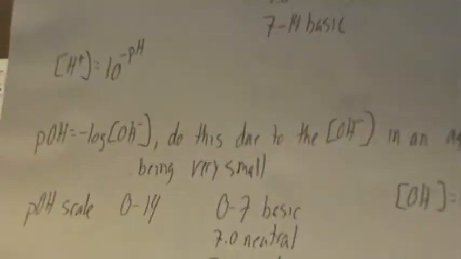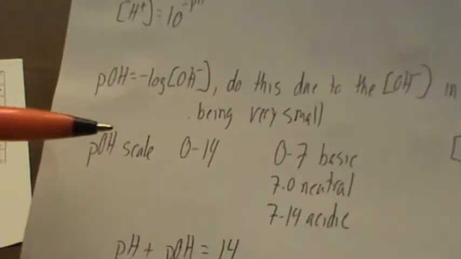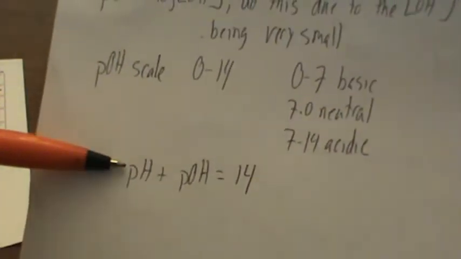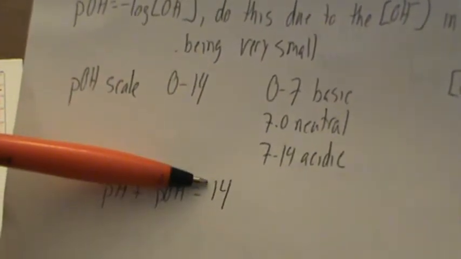Since the pH and the pOH have the same scale from 0 to 14, if we take the pH and we add the pOH, it will give us 14.